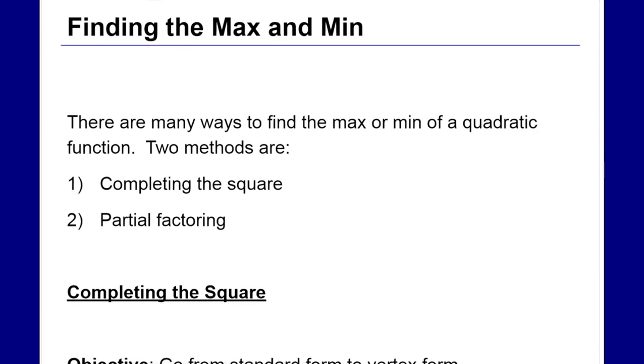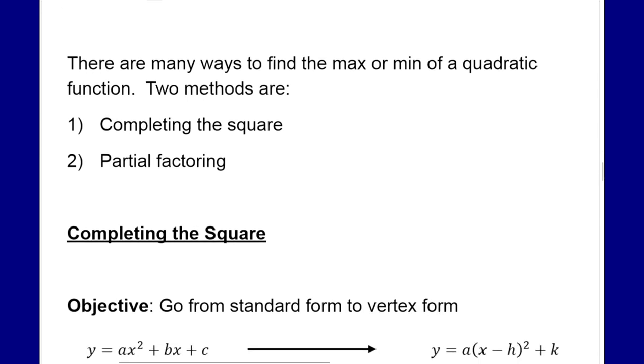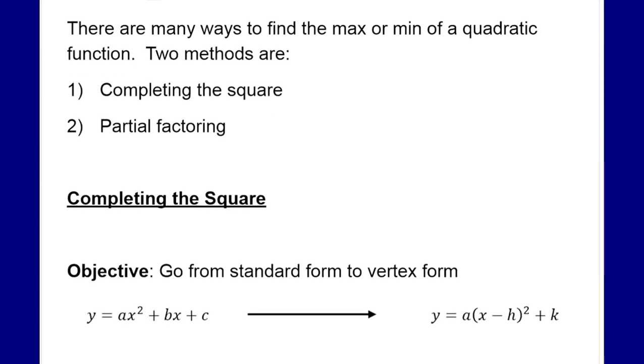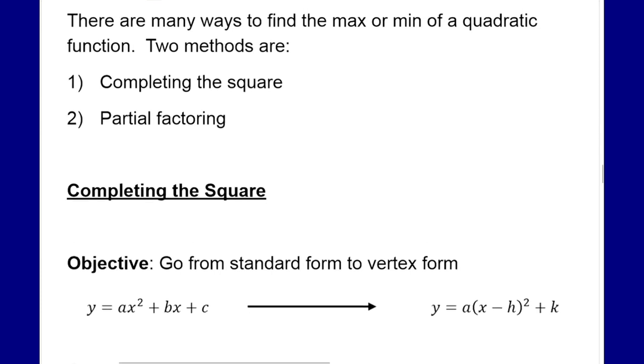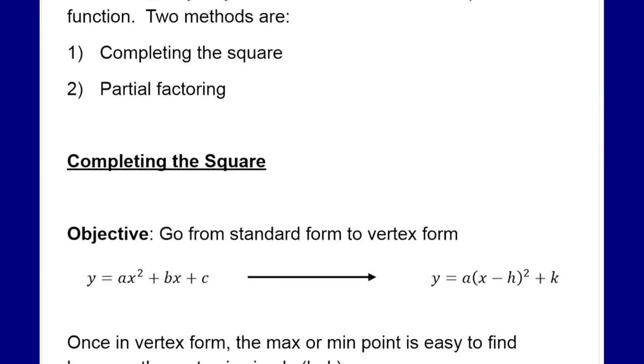So with finding the max or min, there are two ways to find the maximum or minimum: completing the square and partial factoring. With the first one, completing the square, the goal is to go from standard form to vertex form. So we get y equals ax squared plus bx plus c, and we want to convert that to vertex form.